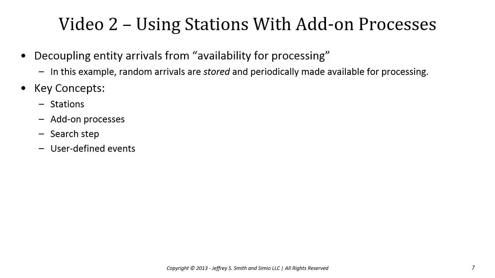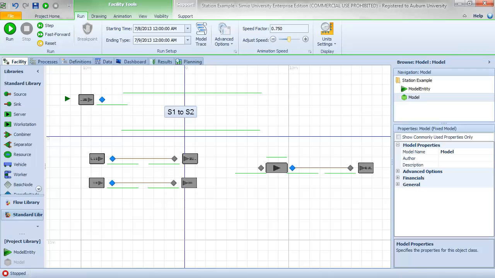The key concepts that we'll be using in this video are Simio stations, and we'll continue talking about add-on processes, which we did in the previous video. In particular, we'll talk about the search step and user-defined events. So let's take a look at the model that we'll be building. Let me just click Go to run.